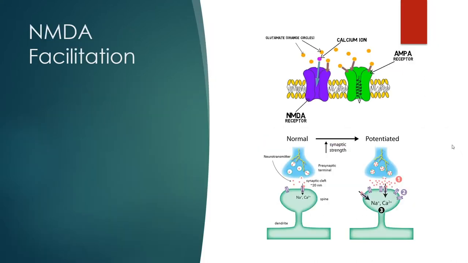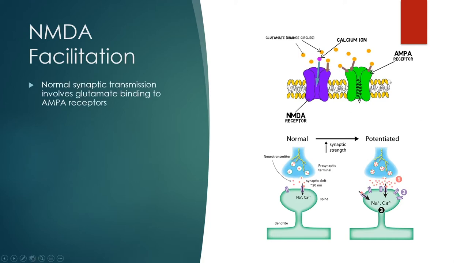So NMDA is a receptor type that has been linked to the ability of a cell to go through this potentiation process. Our neurons usually use AMPA receptors to drive action potentials. The AMPA receptors are the ones that will open up once a neurotransmitter hits them, and they'll let sodium flood into the cell, which then causes the action potential to spike off.